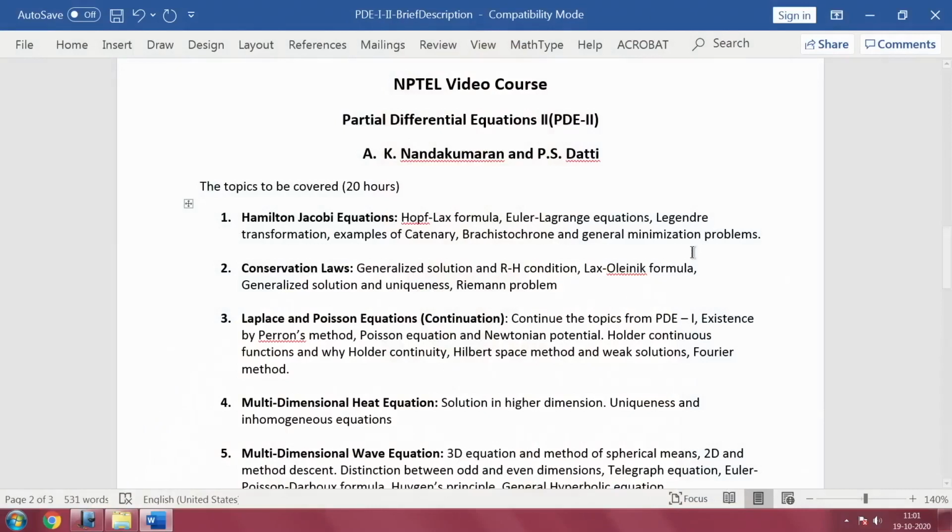Let me warn you, we can only touch some minimal aspects of these equations, because Hamilton-Jacobi equations itself you can study as a 1 semester or 2 semester course. Conservation laws you can study plenty of hours, a full semester or 2 or 3 semester course, and the amount of literature in conservation laws and Hamilton-Jacobi equations is enormous.